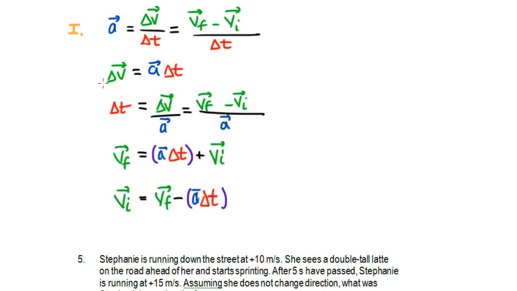From this, we derived all the other equations, including change in velocity equals acceleration times time, equation Roman numeral 2. Change in time equals change in velocity over acceleration, which equals final velocity minus initial velocity over acceleration. It's equation 3. Then we had final velocity equals the quantity acceleration times change in time, plus initial velocity. It's equation Roman numeral 4. And finally, initial velocity equals final velocity minus the quantity acceleration times the change in time. And that's equation 5. And put the little arrow there.